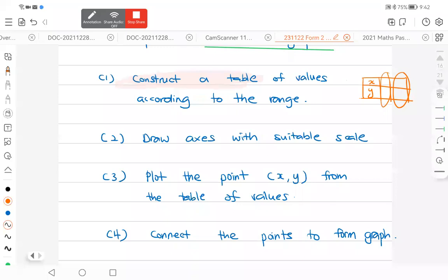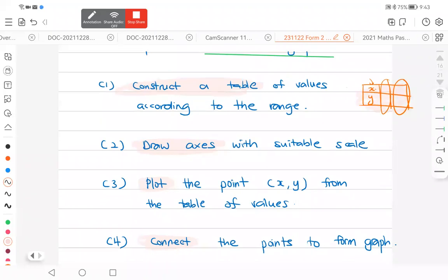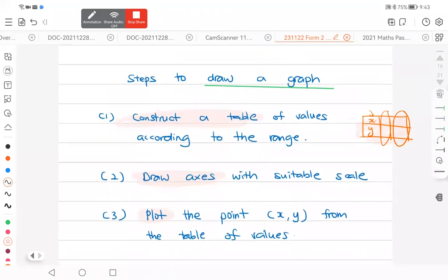Then you have to insert the input and output. X is input, Y is output. Then you have to draw the axes, the x-axis and y-axis, with a suitable scale, 1 unit to 5 cm. Then you plot all the points and connect them to get a pattern. Sometimes it's a straight line, sometimes it's a U shape. It depends on the table you construct. All right, so these are the steps to draw a graph.